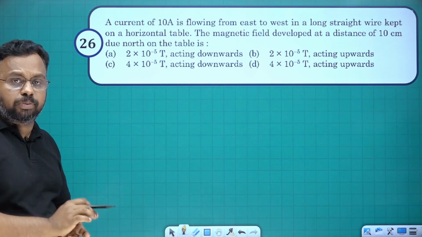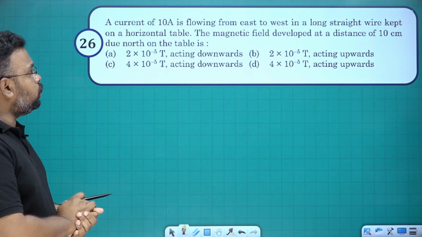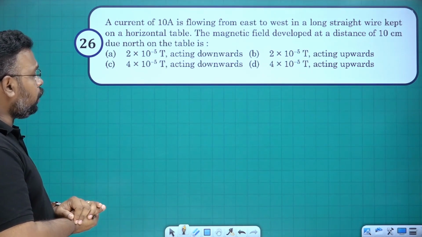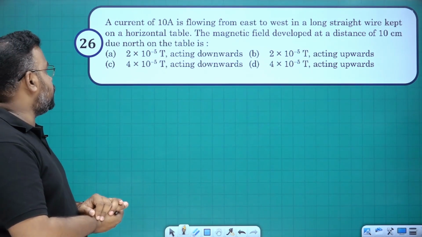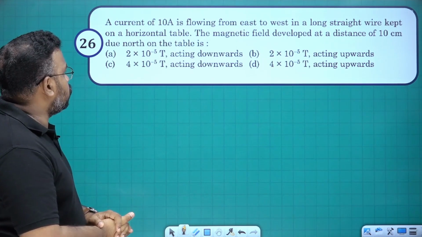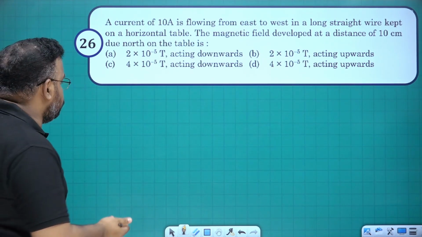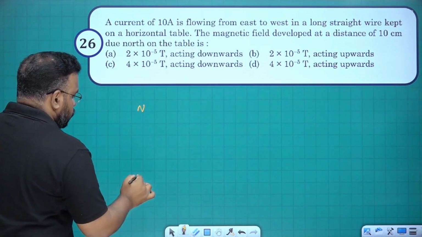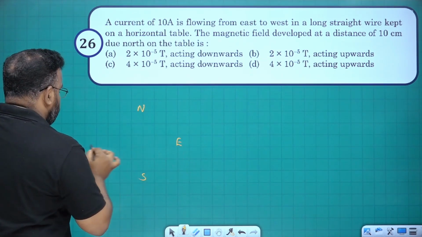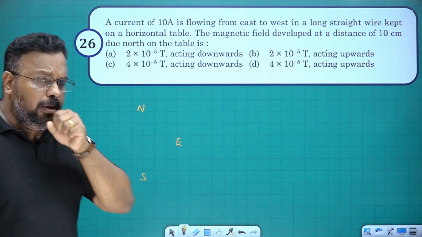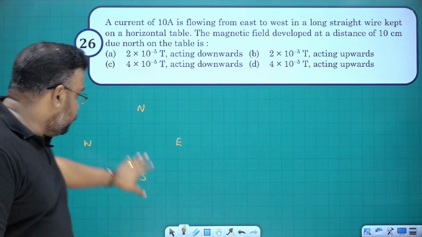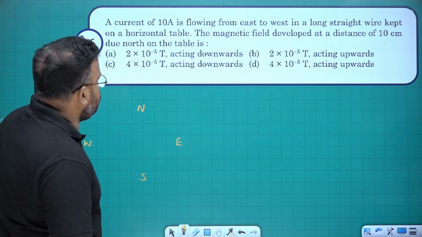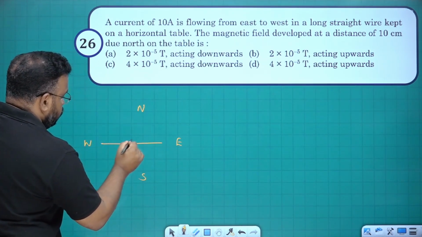Next, question number 26. A current of 10 ampere is flowing from east to west in a long straight wire kept on a horizontal table. The magnetic field developed at a distance 10 centimeter due north on the table is? So let's check. North is here, south is here. Then east, west. Let it be the table. The surface of the table is like this. And what is the direction of current? Current is flowing from east to west. So this is the direction in which current is flowing, 10 ampere.